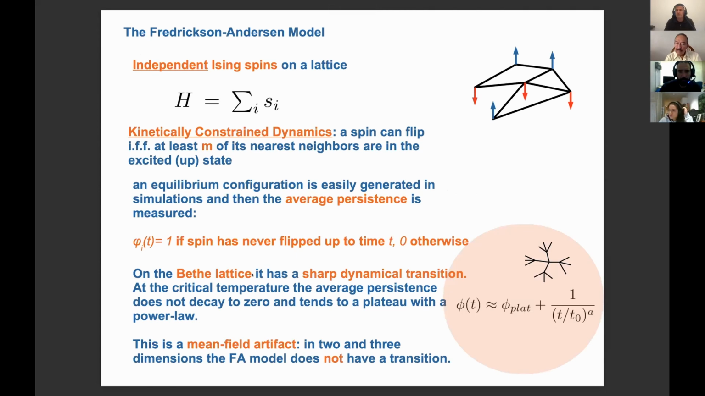So the kinetically constrained model that we have considered is the Fredrickson-Andersen model. Essentially, it's a system of independent spins on a lattice with a constrained dynamics. And the interesting thing is that you can put this model on any lattice that you want. The key thing is that if you put it on a Bethe lattice, due to the local structure of the lattice, the Fredrickson-Andersen model displays a sharp dynamical transition with all the features of a mode coupling theory transition. On the other hand, this is a mean field artifact. In 2 and 3 dimensions, the Fredrickson-Andersen model does not have a transition.